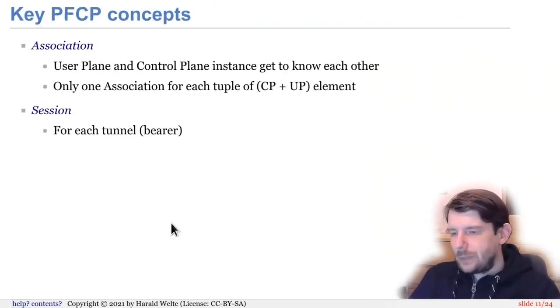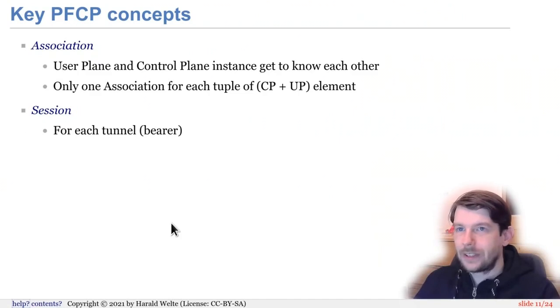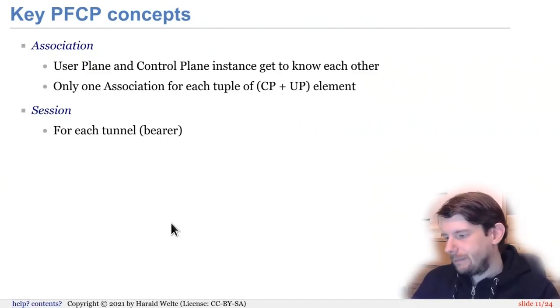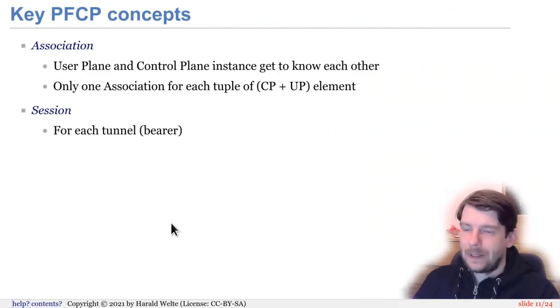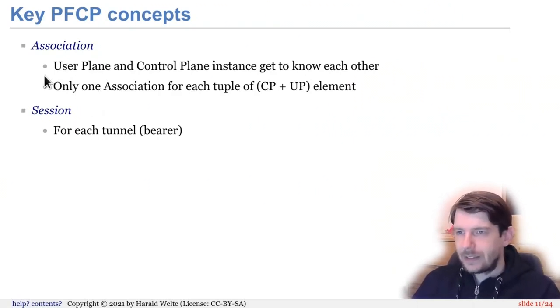So some of the concepts we see in the PFCP protocol are an association and a session. The association is an association between network elements. So we have a control plane instance and a user plane instance, and we might have any number of either of those two. And between each tuple of a control plane and a user plane element, there's now a PFCP association, which basically is some kind of state that makes those two nodes aware of each other, and which makes them aware of each other's capabilities, what kind of optional features they may support, what kind of load they may experience right now, and so on. And as I said, it's important to understand there's only one such association for each tuple of control plane and user plane function.